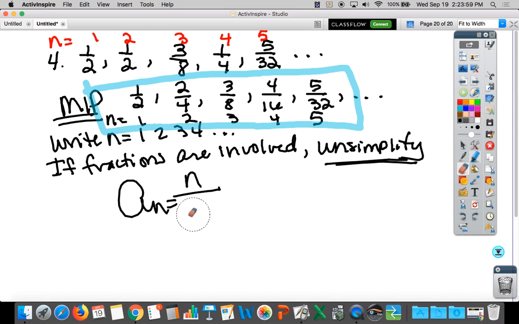But another trick that they love to do is use a base of 2 or a base of 3 raised to the nth power. So 2 to the first power is 2. 2 raised to the second power is 4. 2 raised to the third power is 8, and so on and so forth. So that's why I said that one is extremely difficult.